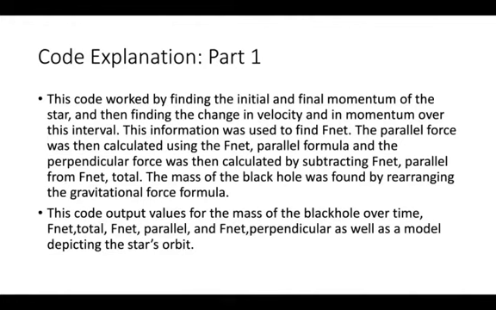This code worked by finding the initial and final momentum of the star, and then finding the change in velocity and in momentum over this interval. This information was used to find F net. The parallel force was then calculated using the F net parallel formula, and the perpendicular force was then calculated by subtracting F net parallel from F net total. The mass of the black hole was found by rearranging the gravitational force formula. This code output values for the mass of the black hole over time, F net total, F net parallel, and F net perpendicular, as well as the model depicting the star's orbit.